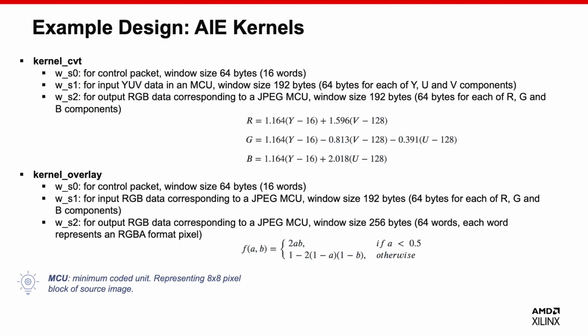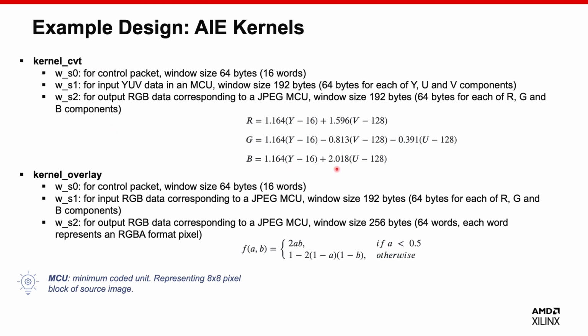There are 2 AI engine kernels included in the graph. One is the color space conversion kernel. This kernel uses a windowed data stream as control packet, a windowed data stream as YUV data input, and another windowed data stream as RGB data output. The color space conversion equation is listed here.